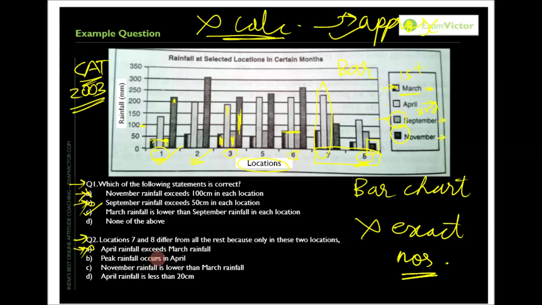Peak rainfall occurs in April. Now this is promising because everywhere else it looks like the peak rainfall is happening in November, which is the last bar. So in 1 it is November, in 2 it is November, 3 it is November, 5 November and 6 also November. 7 and 8 clearly it is April. So this is the right answer. So for 2, the answer is B. No ambiguity here, unlike for the first question. It is definitely B.